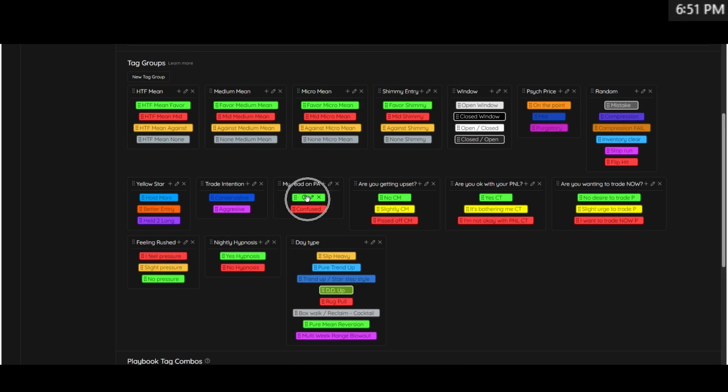Next, we have clear versus confused. This is psychological tags for these next four groupings. So clear, confused. When I'm executing a trade, do I understand what's going on in the price action?